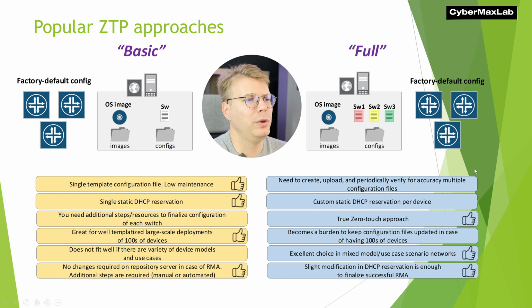Let's compare them further. So we have the first thumbs up going to the basic because it is a low maintenance scenario. You don't need to hold each configuration file and keep it updated because you just have a standard configuration file or portion. The right side needs to keep updating all those switch configuration files. Next thumbs up goes to basic as well. It's just from the DHCP configuration, it is a simpler way because it just requires one kind of reservation. While on the right side, you will need custom reservations for different switches because you need to provide a different set of options. The third thumbs up goes to full because this is true zero touch. You don't need additional steps.